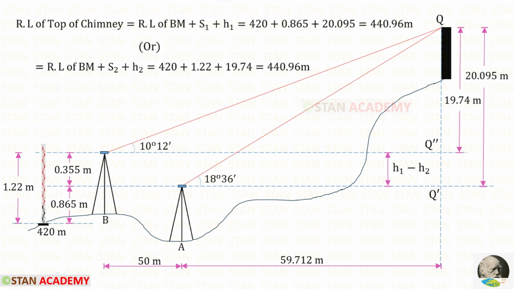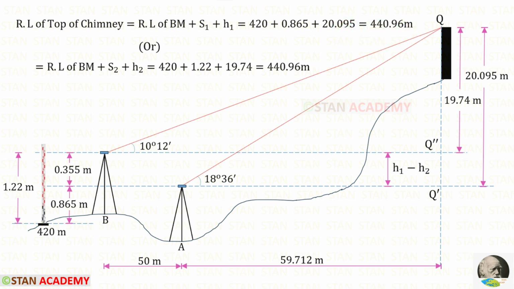Now we are going to find the reduced level of the top of the chimney. We can do that in two ways. Let us see the first one. We have to add the reduced level at the benchmark, which is 420. The staff reading at the station A, which is 0.865, so that we will be in this line. To get the top of the chimney, we have to add this height, which is h1. In this way, we will get 440.96 meter.